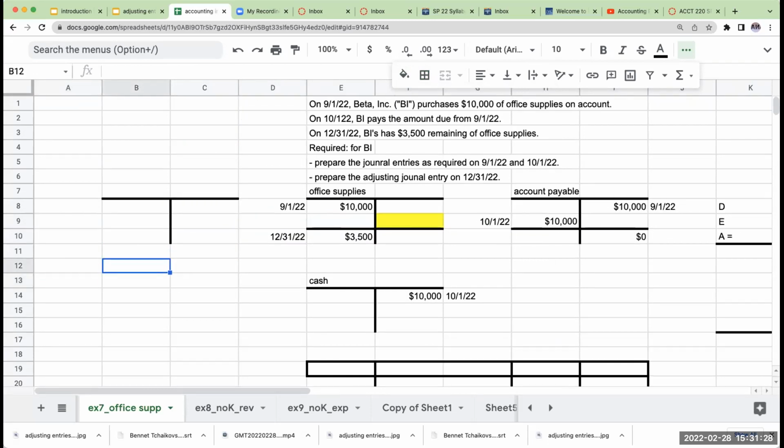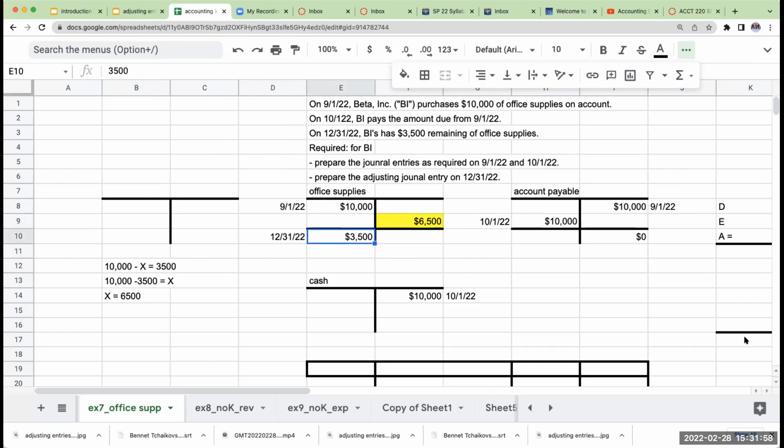So here I'm going to have 10,000 minus X equals 3,500. When I isolate X, I'm going to subtract 3,500 from both sides. So basically over here, 10,000 minus 3,500 equals X. X is going to be equal to 6,500. So I'm going to put this $6,500 credit. 10,000 minus 6,500 gives me 3,500.